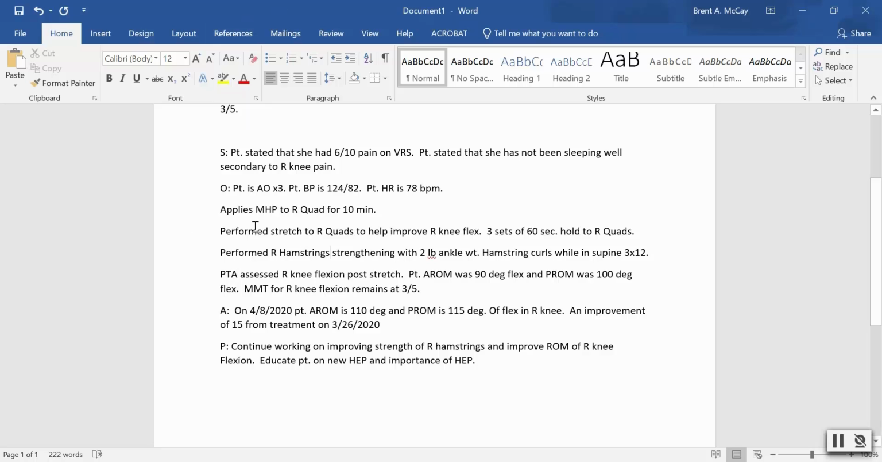The other value of this is it lets the insurance companies know, hey, this therapist is doing the work they're supposed to be, and it's worth reimbursing for, which your facility will like.